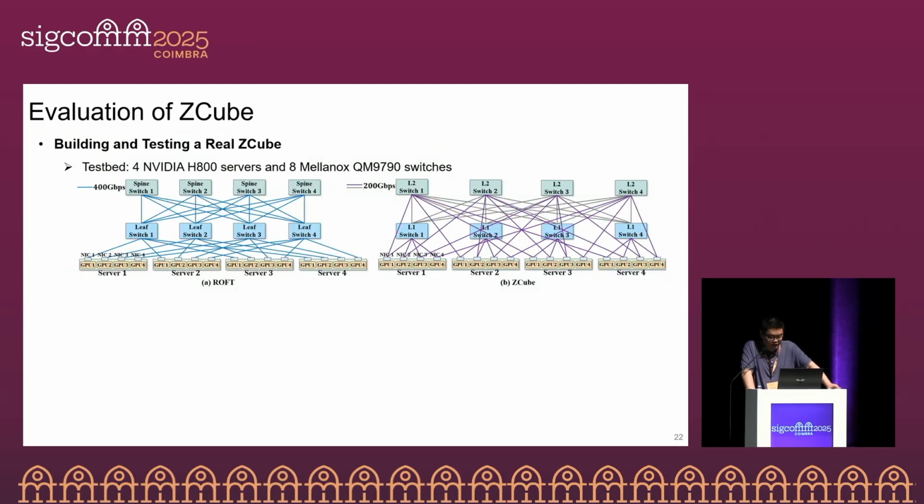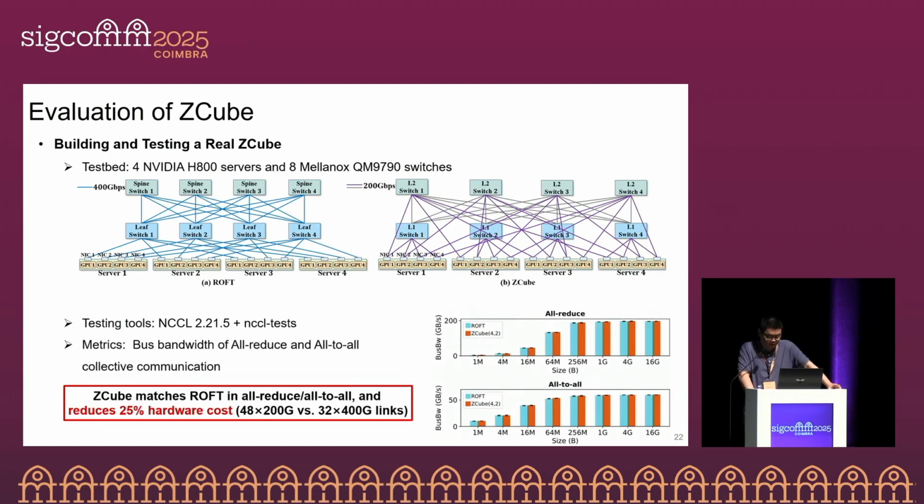We also build and test a real ZCube. The testbed consists of 4 NVIDIA GPU servers and 8 Mellanox switches. We evaluate it using NCCL tests, and the metric is the bus bandwidth of all-reduce and all-to-all collective communication. The results show that ZCube matches the fat tree in both all-reduce and all-to-all performance, while reducing hardware cost by 25%.